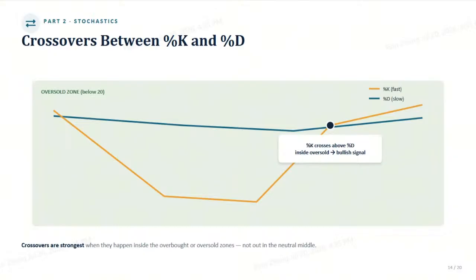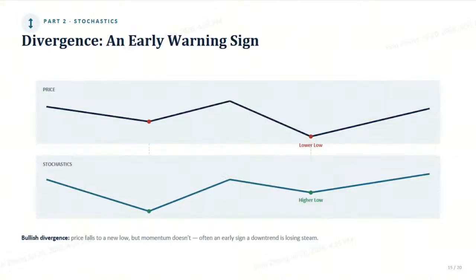The last reading I want to cover is called divergence, and it's one of the more advanced but genuinely powerful concepts in this whole lecture. Divergence happens when price and the stochastic indicator disagree with each other. Here's bullish divergence. Price pushes down to a new, lower low, but stochastics, instead of also making a new low, actually makes a higher low than its previous one.